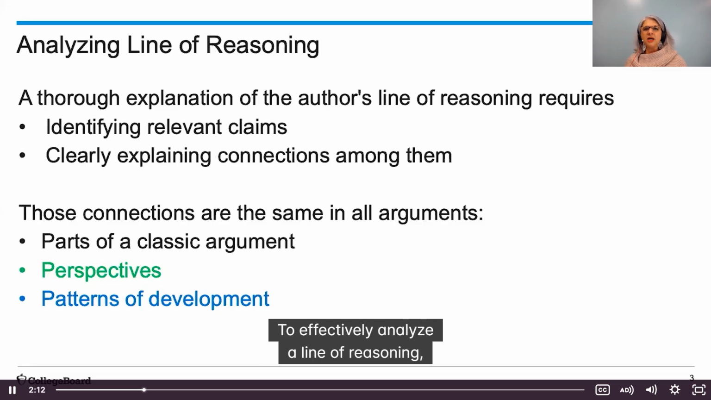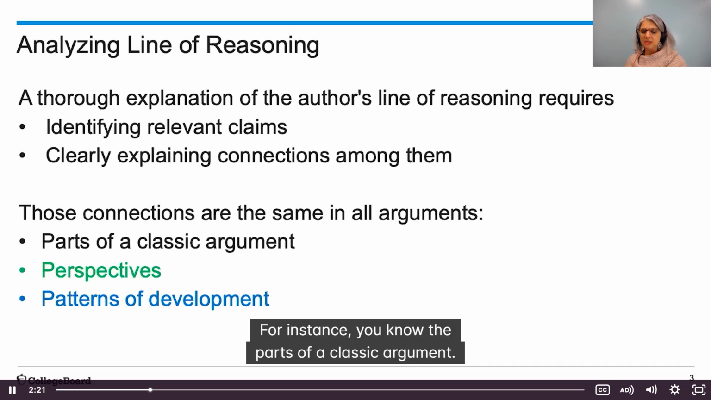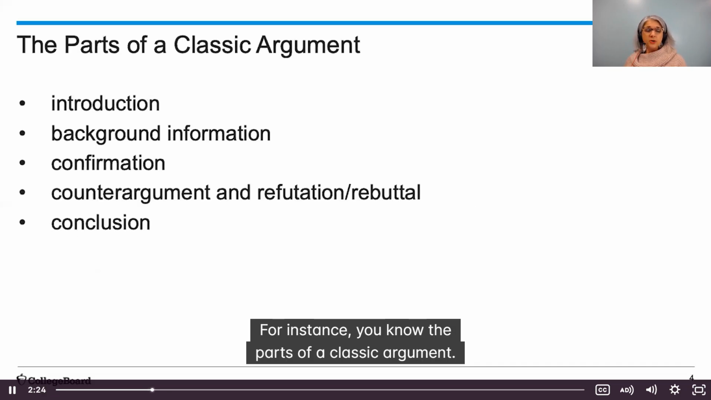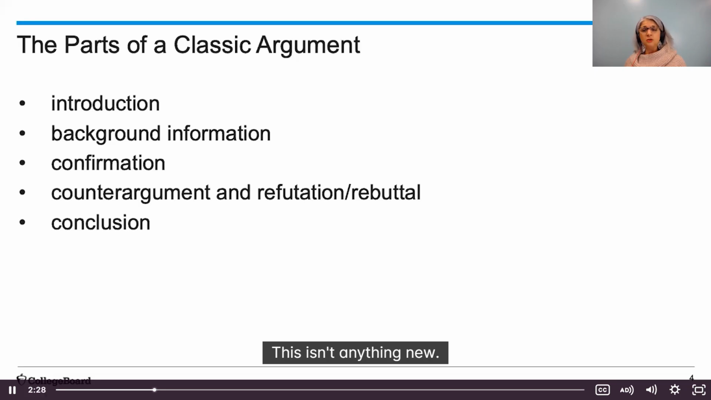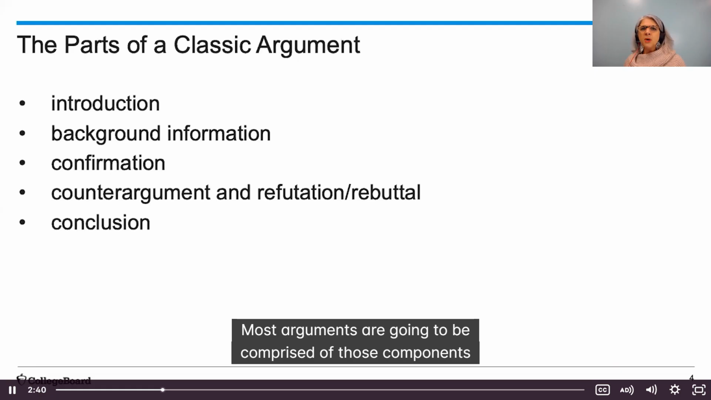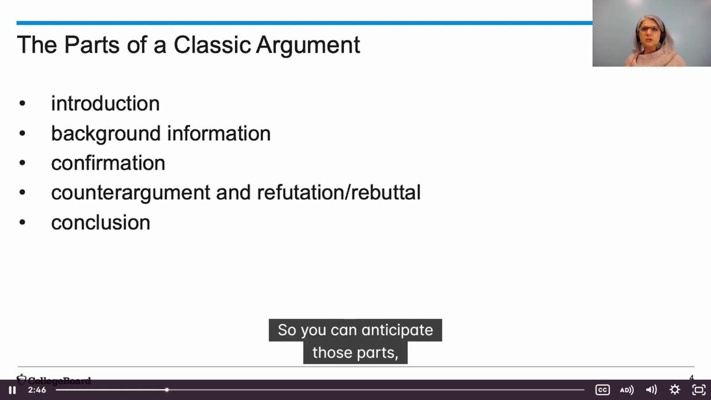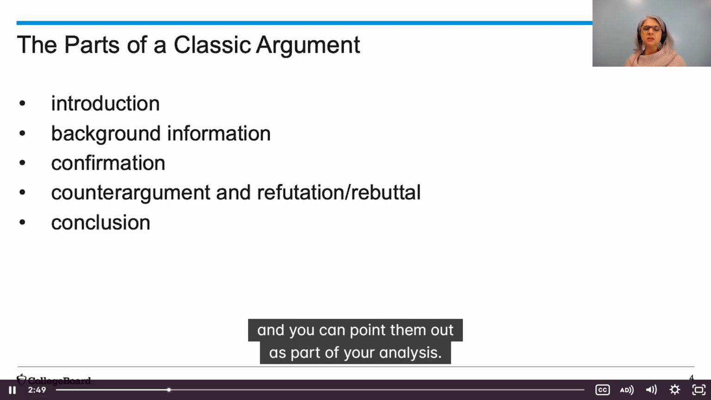To effectively analyze line of reasoning, you just need to apply what you've been using to construct arguments to their deconstruction. For instance, you know the parts of a classic argument. We've gone over those. This isn't anything new. You've probably known this since elementary school. They have an introduction. They have background information. They have a confirmation. They have counter argument and a refutation, maybe a rebuttal, right? And then there's a conclusion. Most arguments are going to be comprised of those components of a classic argument. So you can anticipate those parts and you can point them out as part of your analysis.